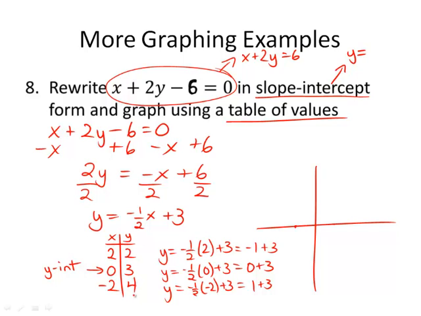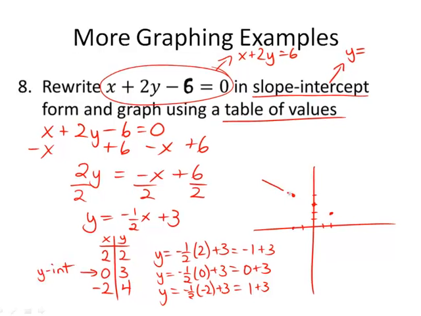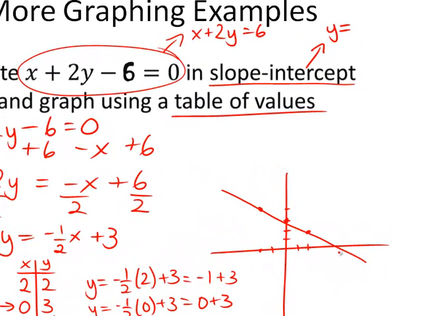So you've made a table of values. Let's plot some points. You've got 2, 2, 0, 3, negative 2, 4. So you can start seeing the pattern, and you see that that line will describe all the possible points that satisfy this equation.